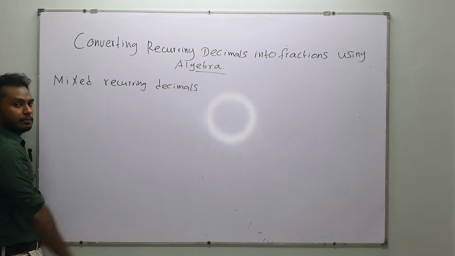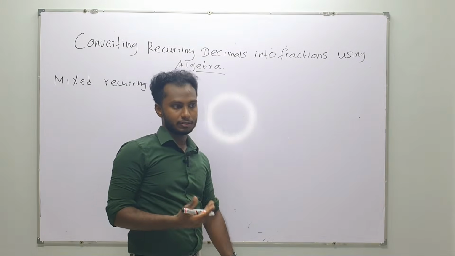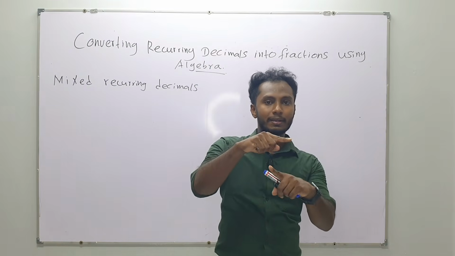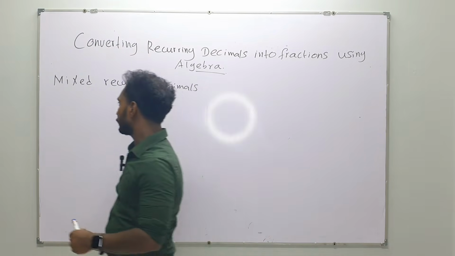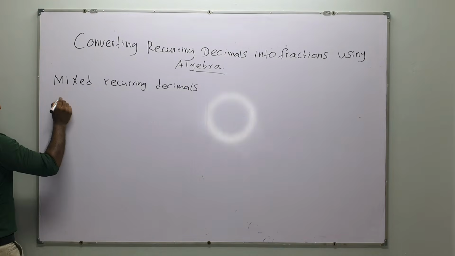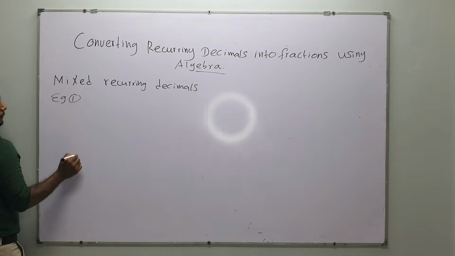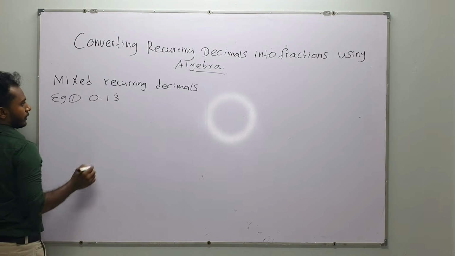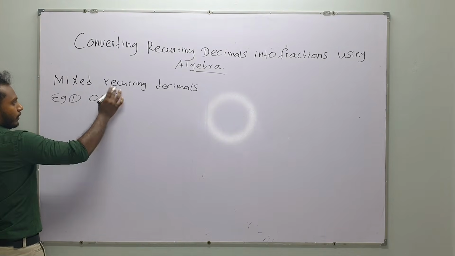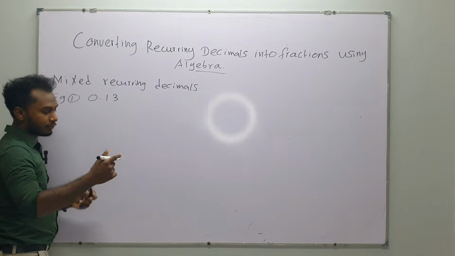That means we are converting the mixed recurring decimals into fractions. So earlier, when we had a pure recurring decimal, we first made it equal to x. But now this is different. Let me take one example. Example number 1, I would take 0.13 recurring. Only the 3 is recurring. Then we are not going to make it equal to x in the first place.